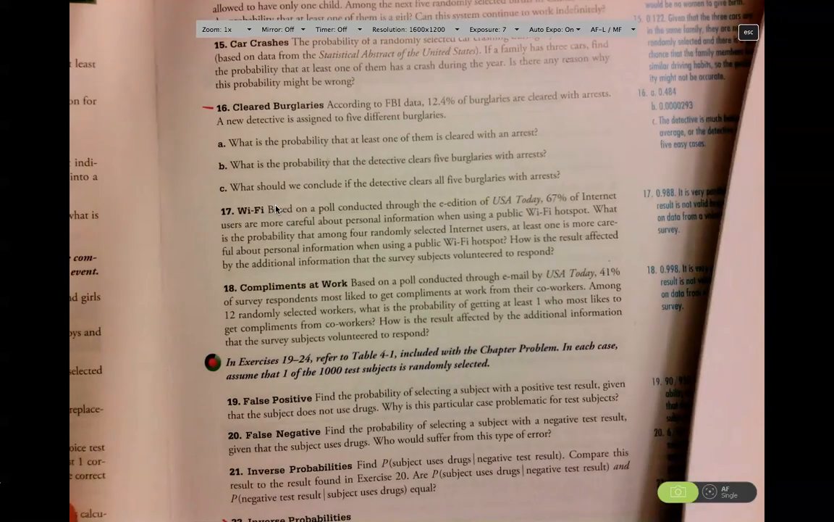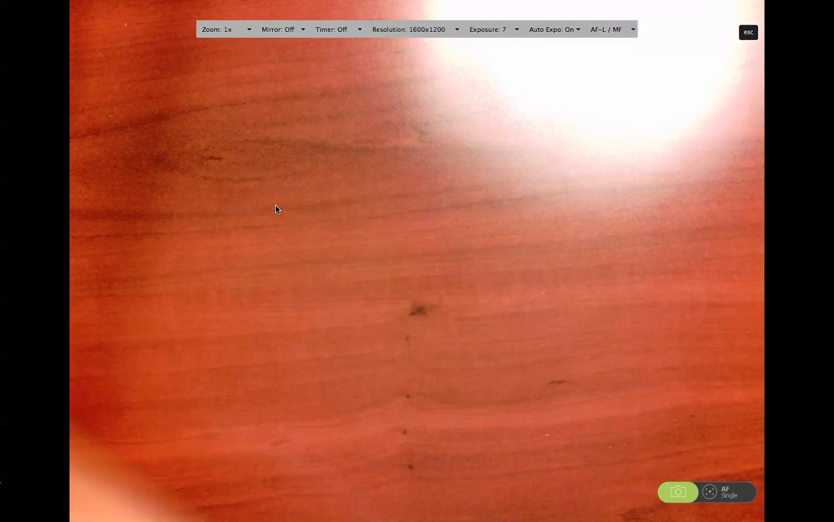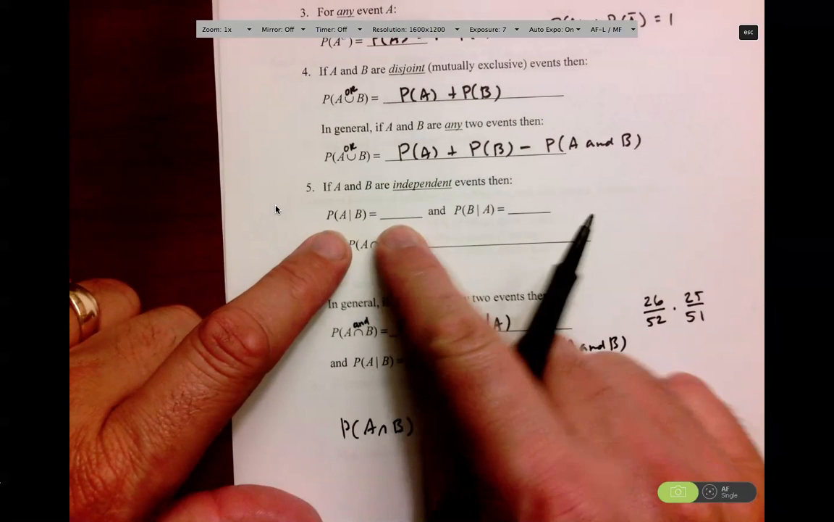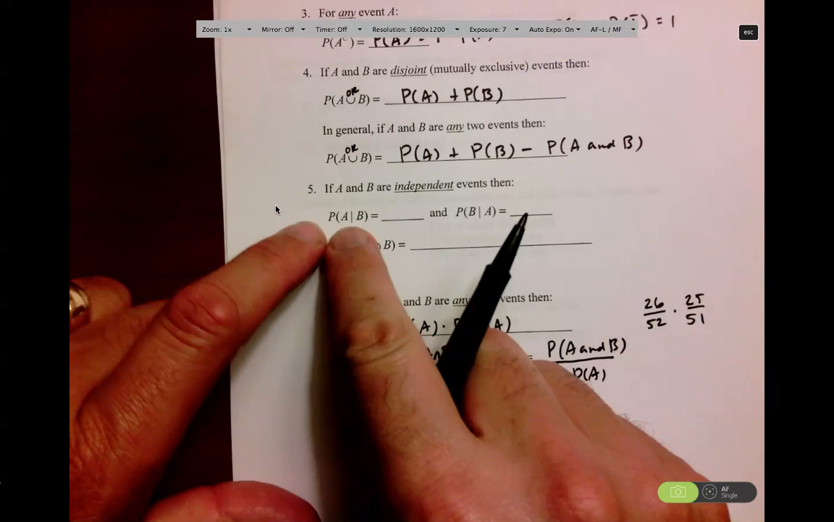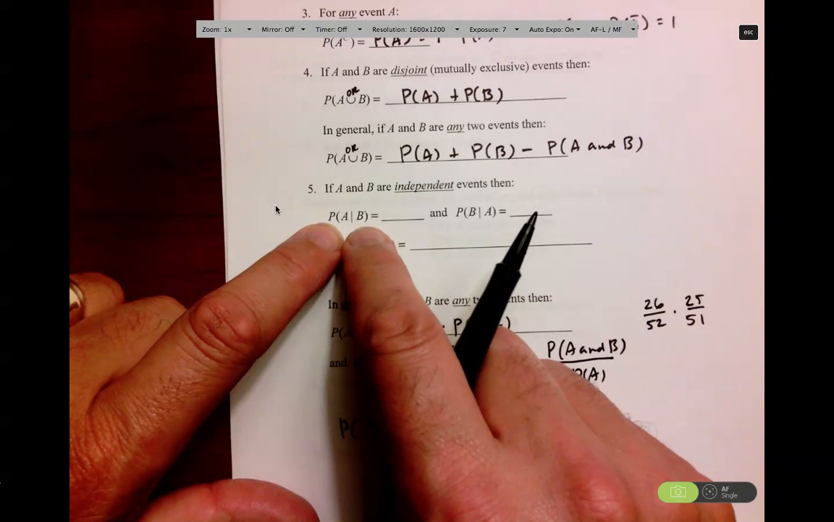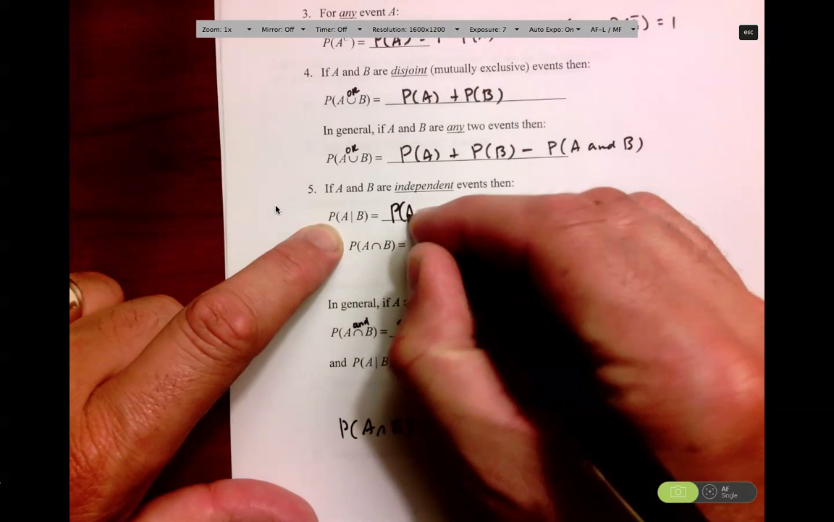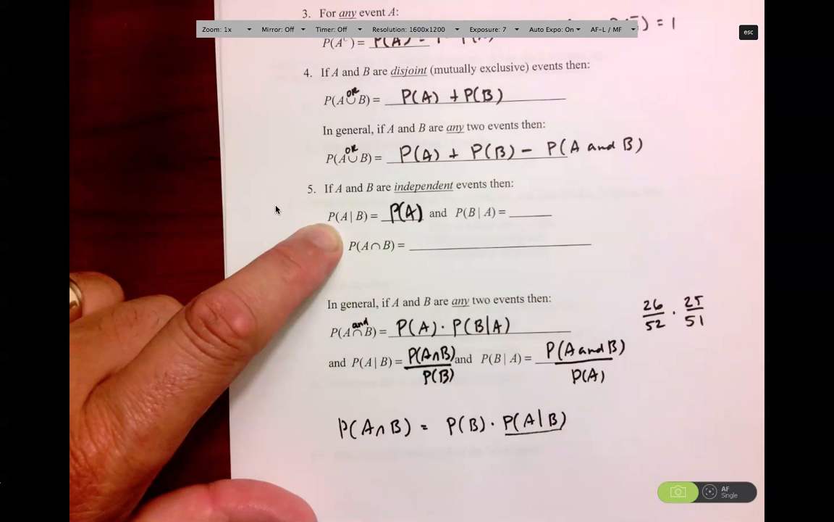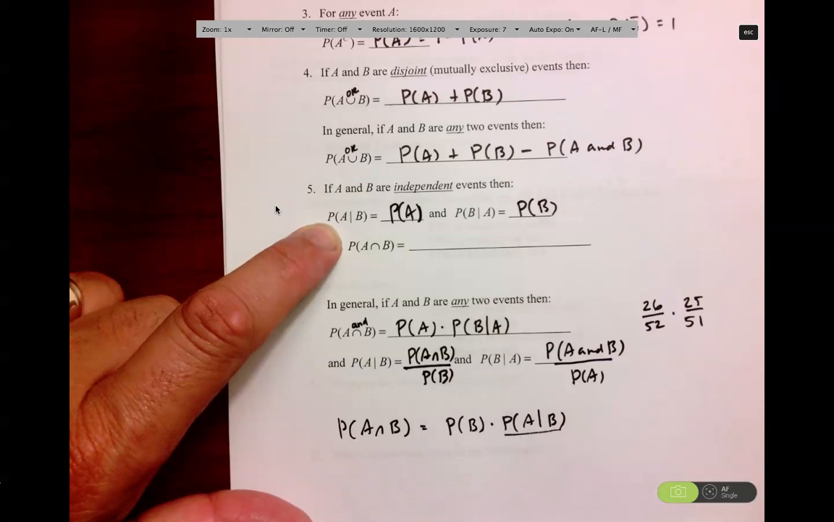The next thing I'd like to look at is going back to your formula sheet. We kind of skipped over this part. What does it mean for these 2 events to be independent? This says the probability of A given B. If these 2 events are independent, the probability of A given B should just be equal to the probability of A, whether we know the result of B or not. And the probability of B given A should just be equal to the probability of B.